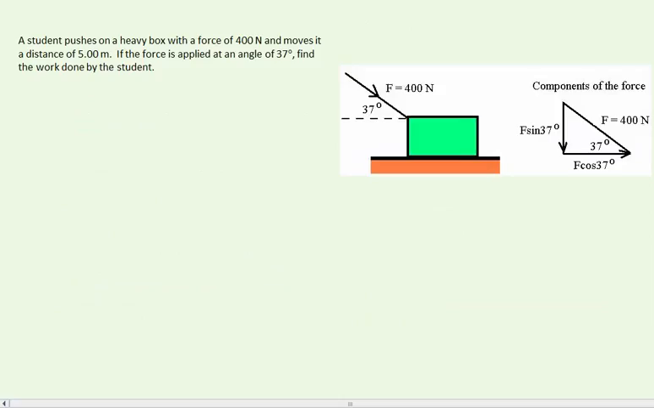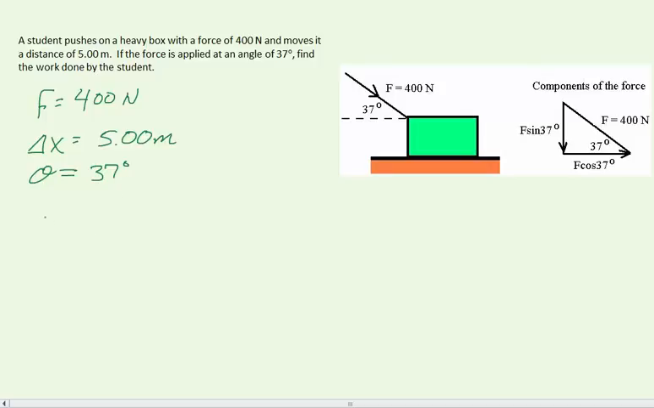So here we have an example that states a student pushes on a heavy box with a force of 400 newtons and moves it a distance of 5 meters. If the force is applied at an angle of 37 degrees, find the work done by the student. If we state the information that we're given, we have a force of 400 newtons, a displacement of 5 meters, and an angle of 37 degrees below the horizontal. So we're asked to find the work done by the student.